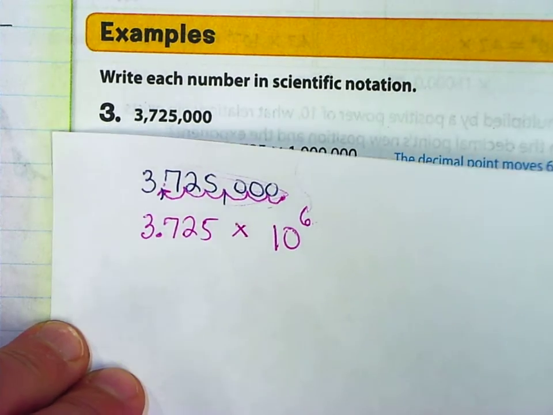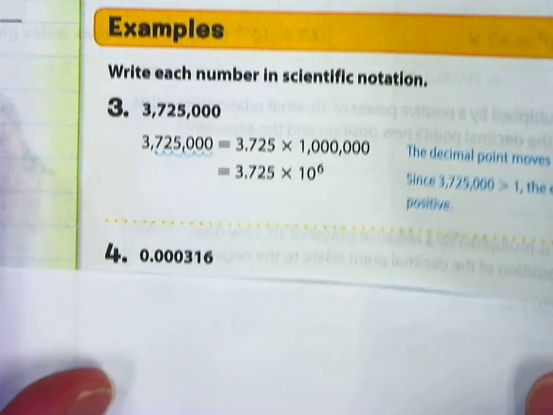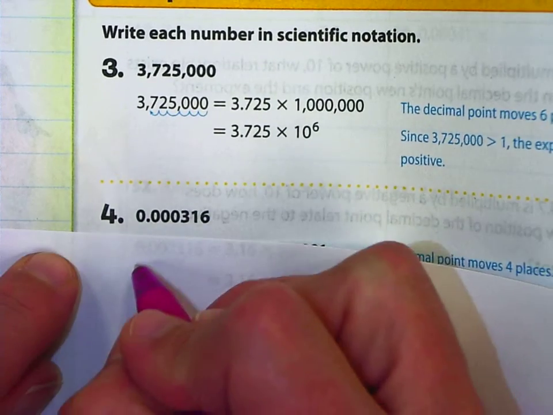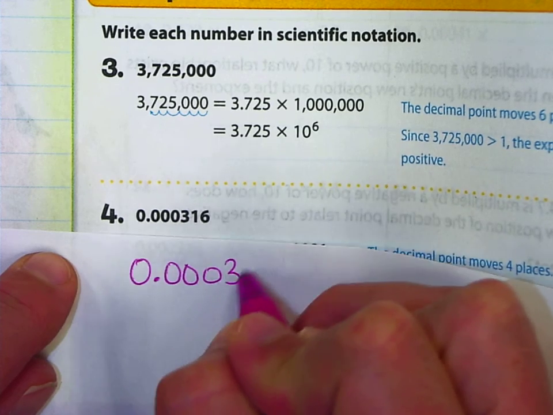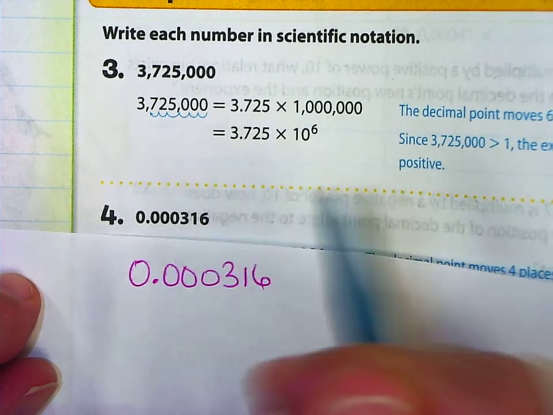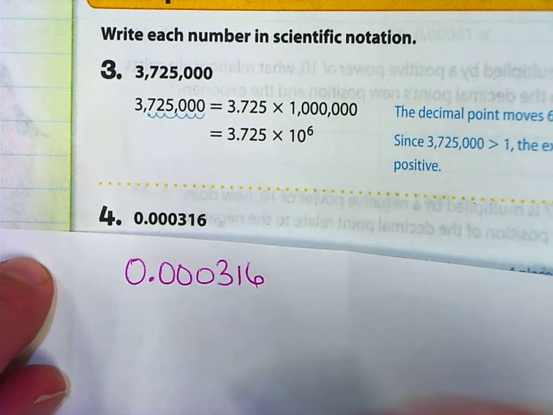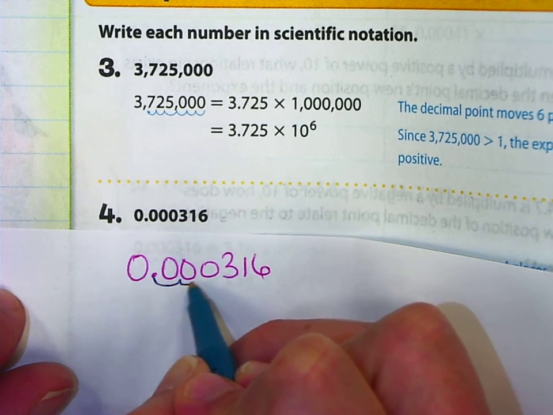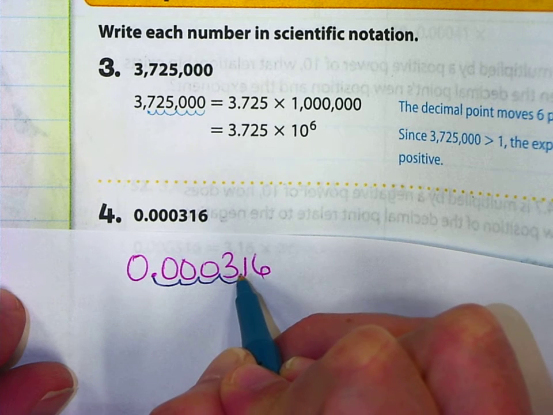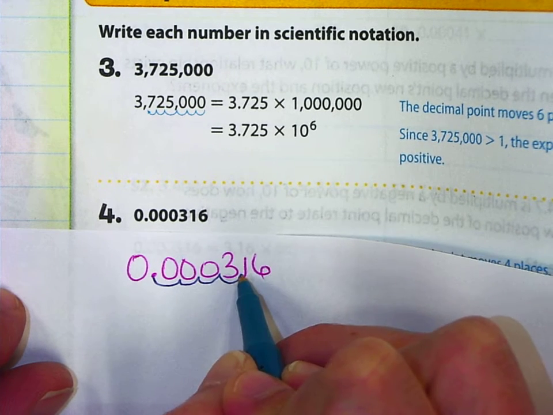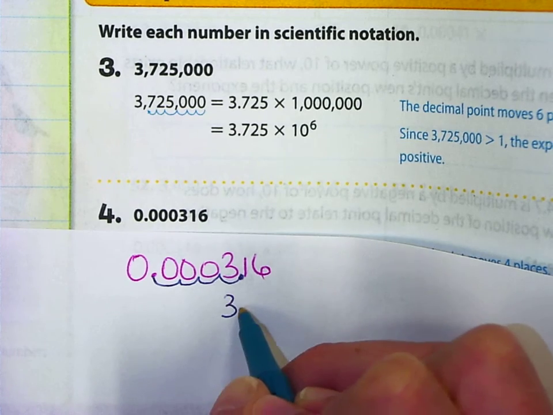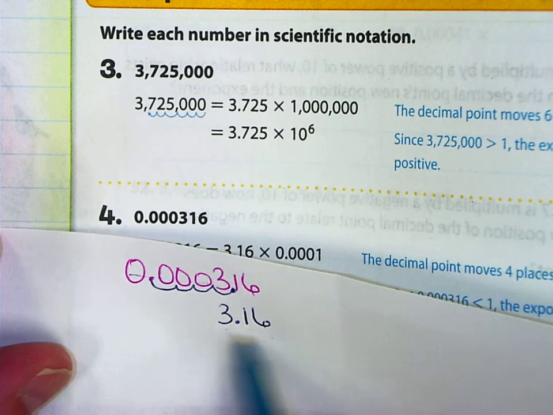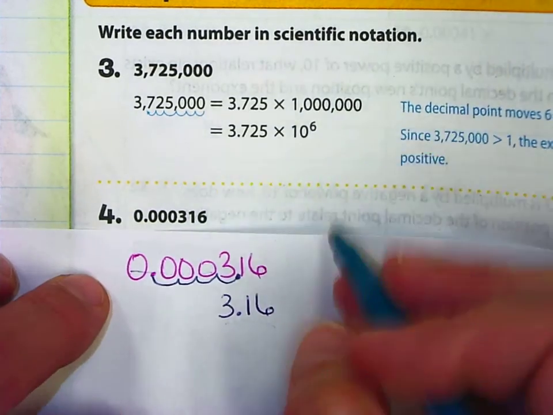So now let's take a look at this one. This number is written in standard form. It's a regular number. Now we're going to write it in scientific notation. So let me rewrite this, and now we're going to move the decimal and make this number between 1 and 10. Right now it's less than 1. So let's count. 1, 2, 3, 4. If I stop my decimal right there, my number is 3.16. I don't need these zeros in front anymore. And 3.16 is between 1 and 10. So I want to leave it right there.